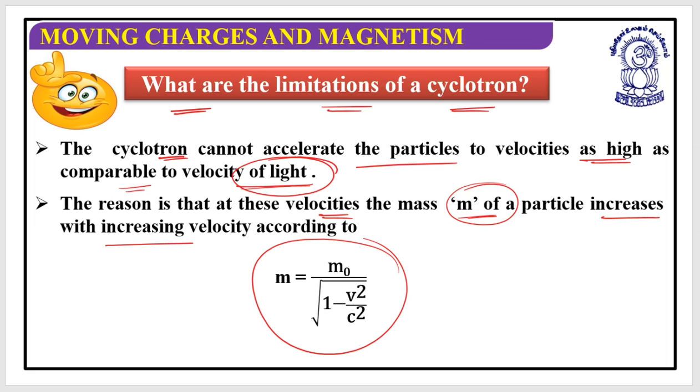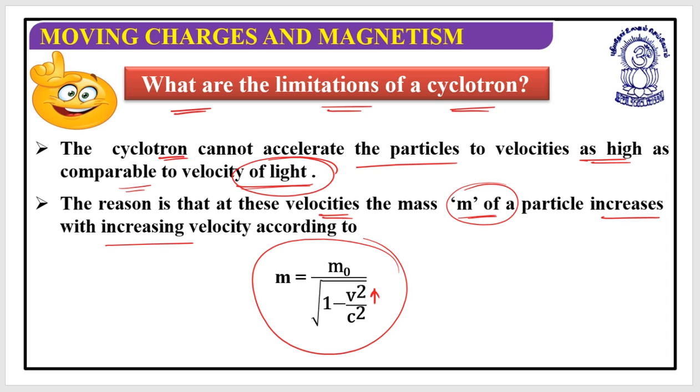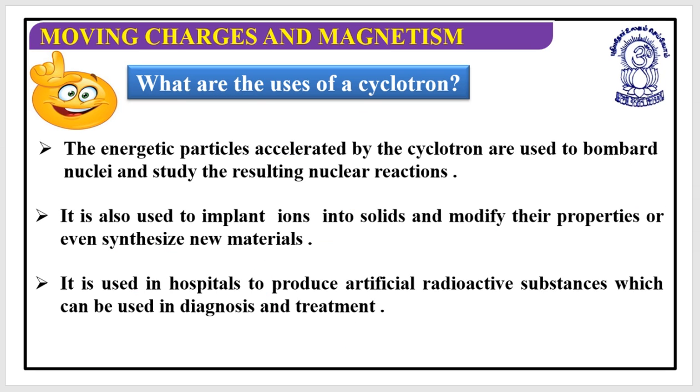So if its velocity goes beyond a certain limit, or is comparable to the velocity of light, its mass is going to increase. And if its mass increases, there are restrictions, because r is equal to mv by qb, and the time period of the alternating source can be changed. As it is changed, it is not in sync with the D's and the whole operation will vanish. So this is the biggest limitation.